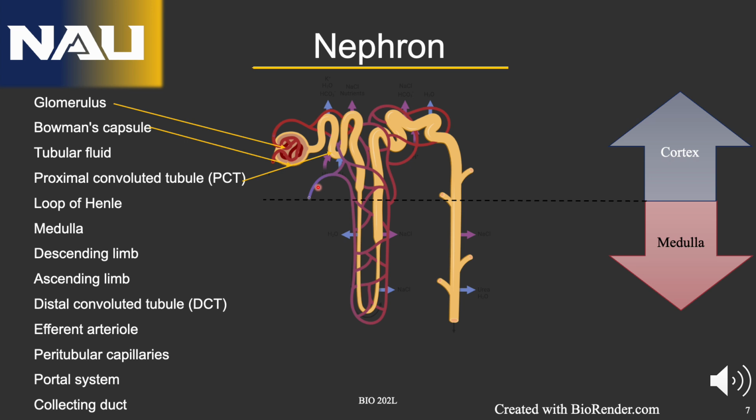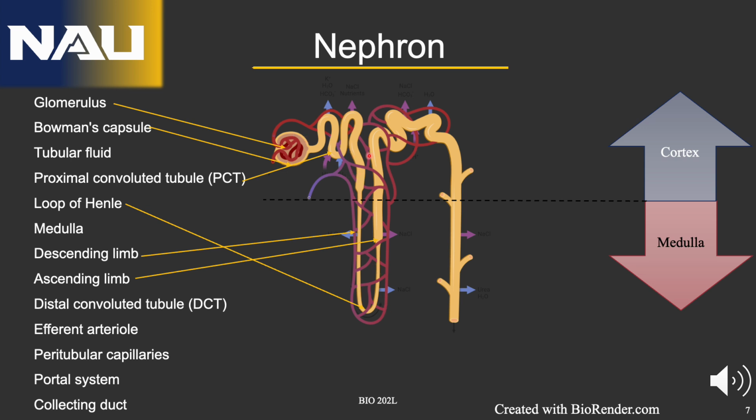So from the proximal convoluted tubule, or PCT, the tubular fluid travels through the loop of Henle, which extends into the medulla. The descending limb of the loop allows water to be resorbed into the surrounding medulla, while the ascending limb pumps out salts, increasing the salinity of the medulla. This countercurrent mechanism is essential for concentrating urine. So we're taking salt out, which also takes water out with it.